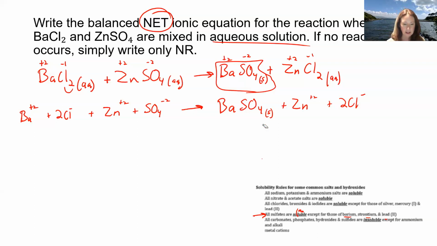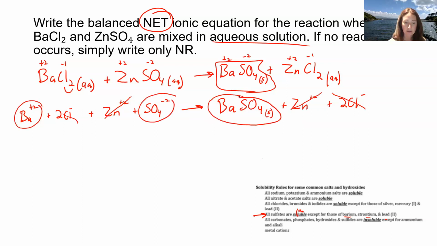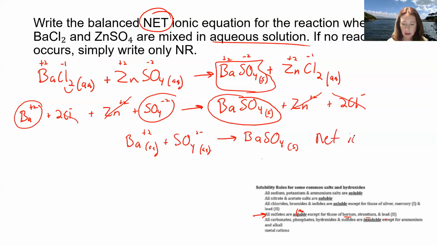All right, cross everything out that's exactly the same. Well, Cl is exactly the same. Cl is exactly the same. Zn is the same. Zn is the same. So this is what's different. So this is Ba AQ plus SO4 2 minus AQ goes to BaSO4 solid. This is our net ionic equation.